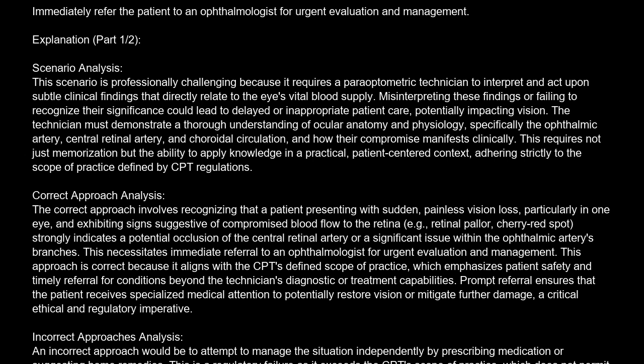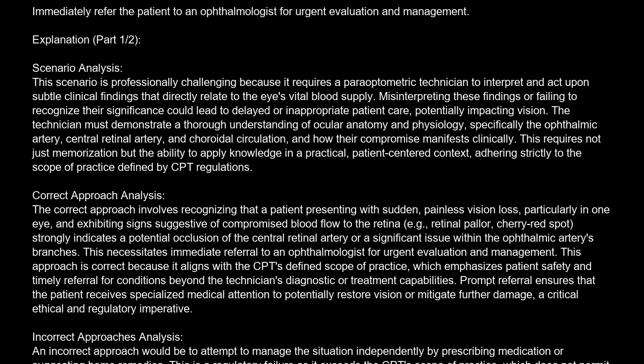Misinterpreting these findings or failing to recognize their significance could lead to delayed or inappropriate patient care, potentially impacting vision. The technician must demonstrate a thorough understanding of ocular anatomy and physiology, specifically the ophthalmic artery, central retinal artery, and choroidal circulation, and how their compromise manifests clinically. This requires not just memorization, but the ability to apply knowledge in a practical, patient-centered context, adhering strictly to the scope of practice defined by CPT regulations.